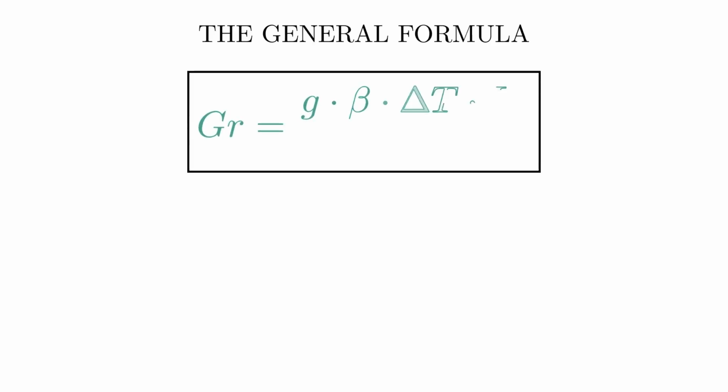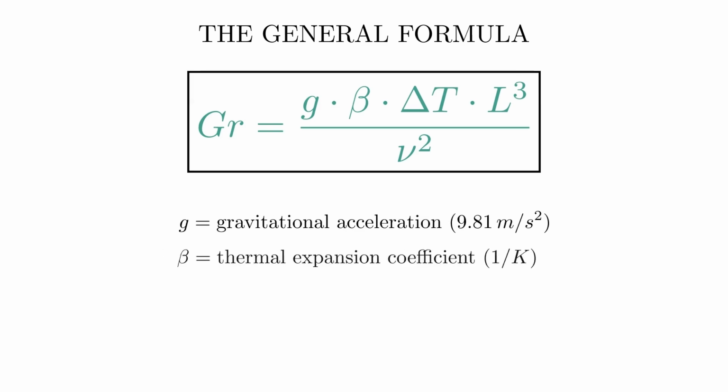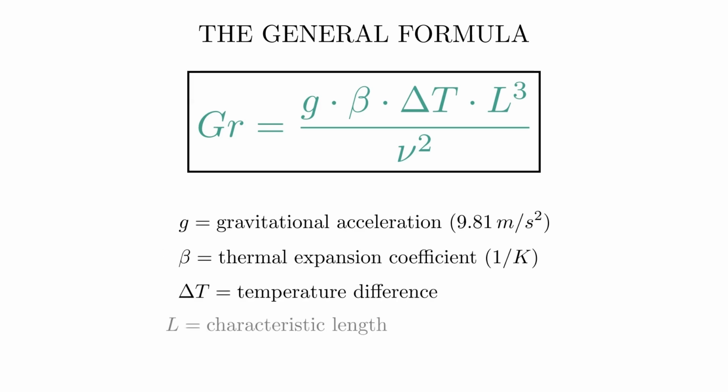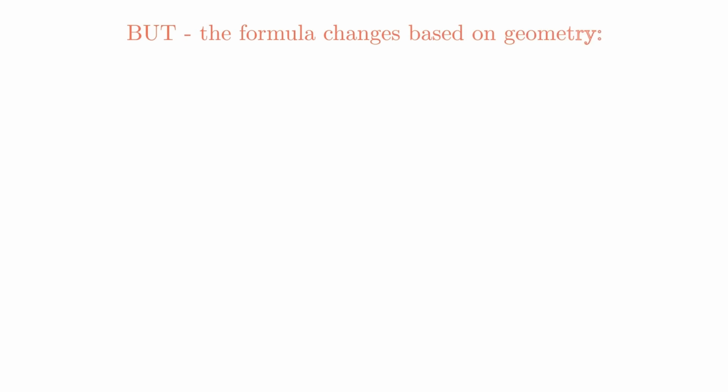The formulas? The general form is Gr equals g times beta times delta T times L cubed divided by nu squared, where g equals gravitational acceleration, 9.81 meters per second squared, beta equals thermal expansion coefficient, 1 over K, delta T equals temperature difference, L equals characteristic length, nu equals kinematic viscosity. But the formula changes based on geometry.